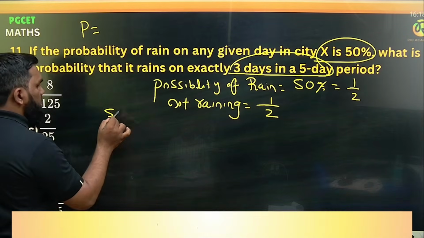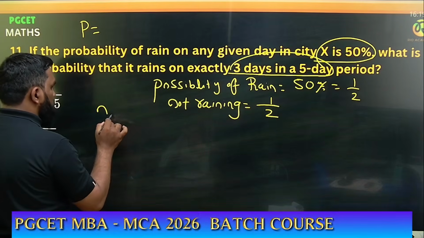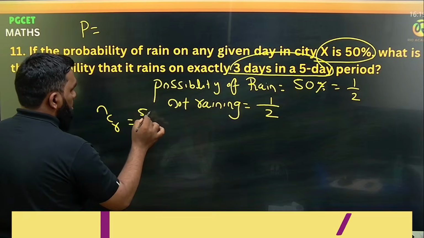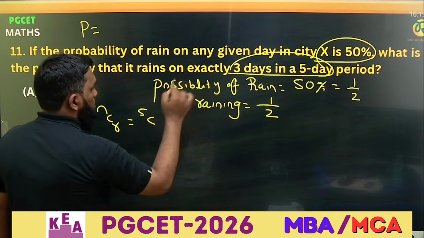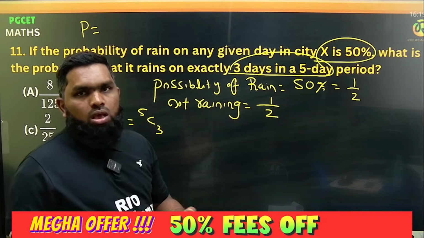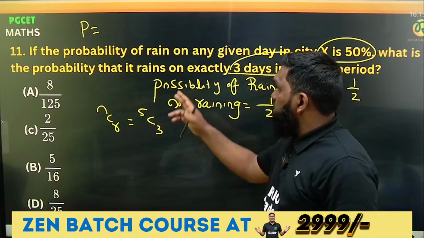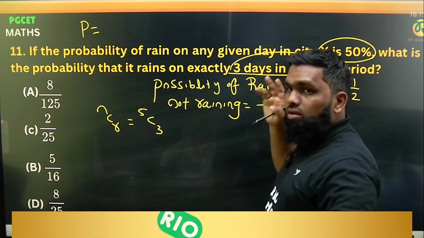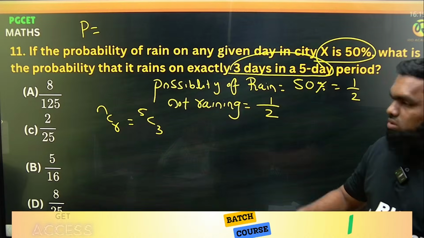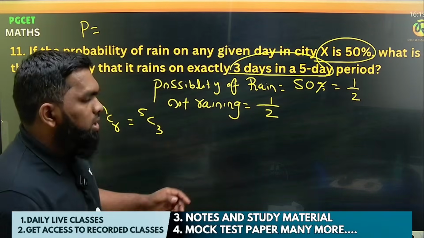For that we are going to apply the nCr formula, that is combination, where n is 5 and r is 3. Why are we using it? Because it combines all the conditions: rain happening, rain not happening, and 3 rainy days in a total of 5 days. So we use the combination formula.